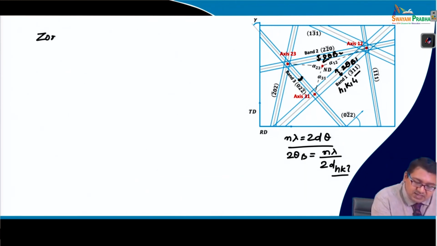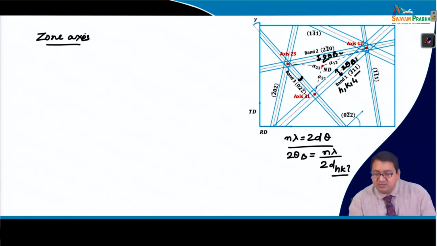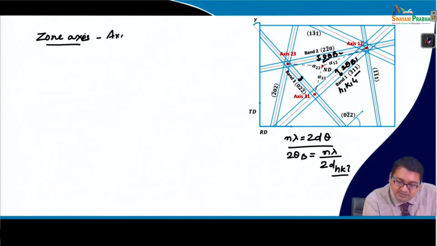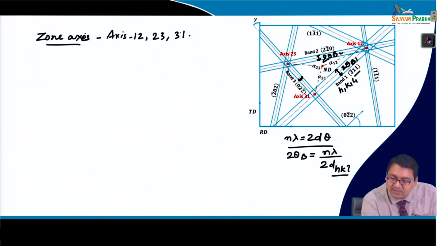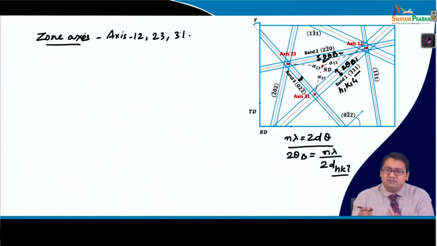So, the first thing is that we will see how mathematically we can obtain the zone axes, right, the 3 zone axes, that is axis 1 2, 2 3 and 3 1. Secondly, if we can know the angle between the 2 lines of a band, 2 theta b, and if the distance of the sample and the phosphor screen is well calibrated, then we can also find out the angle from the pattern center to these zone axes, right.